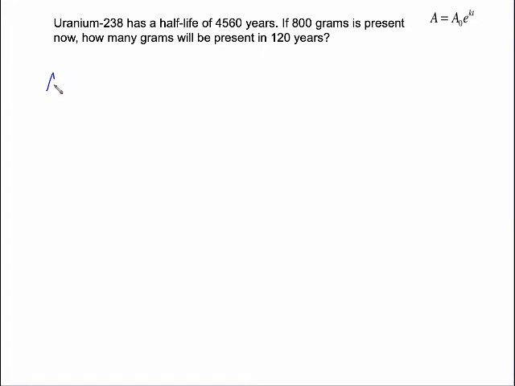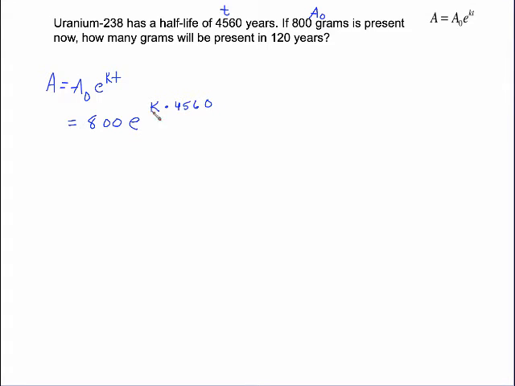We're going to still use our formula, A equals A sub 0 e to the kt, and we're going to plug in what we know. We know the half-life is 4,560 years. That's our t. 800 grams is present now. That's our A sub 0. So we've got A sub 0, which is 800, e to the k, which I don't know, times 4,560. Now, it looks like we don't have enough information.